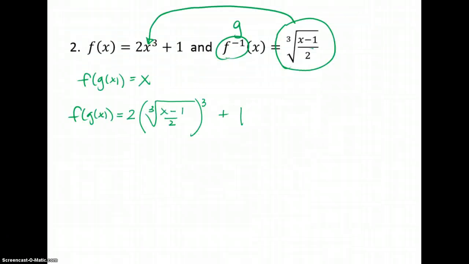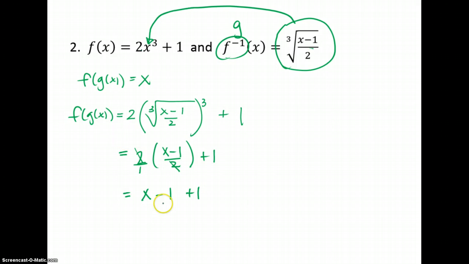Now a reminder, the cube root and cubed are functions that undo each other, so they will cancel each other out. When I start cleaning up my right hand side, I have 2 times x minus 1 over 2 plus 1. The cube root and the cubed undo each other. Well, I have 2 over 1, so my 2's cancel. I'm left with x minus 1 plus 1. My 1's cancel, so I'm left with x.